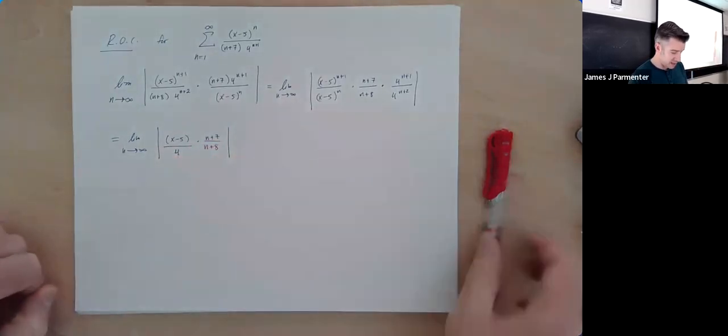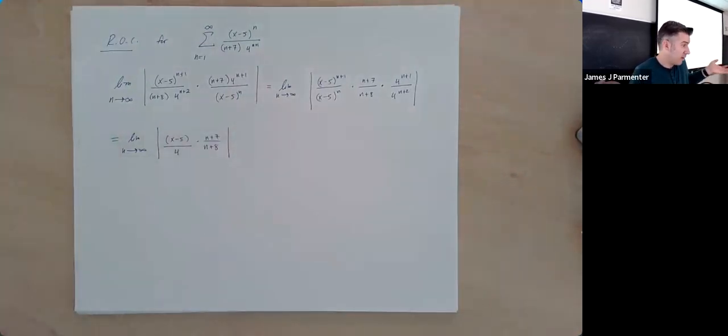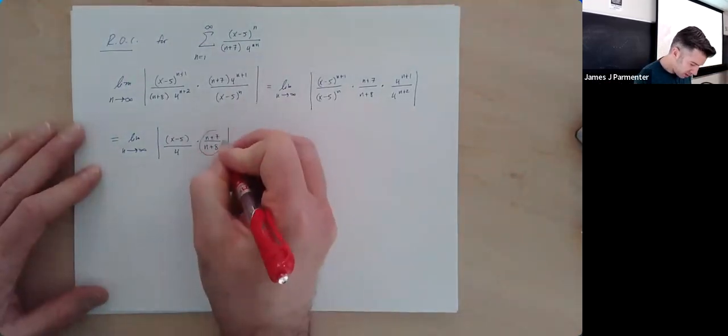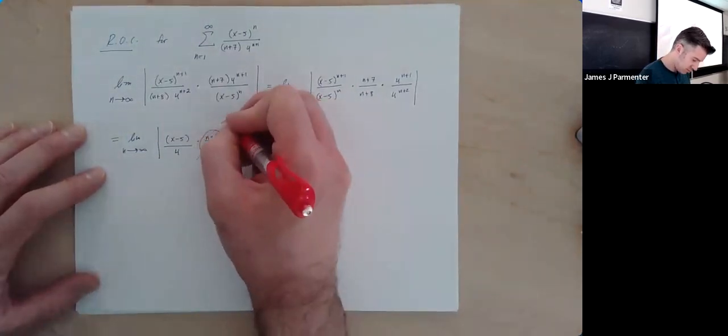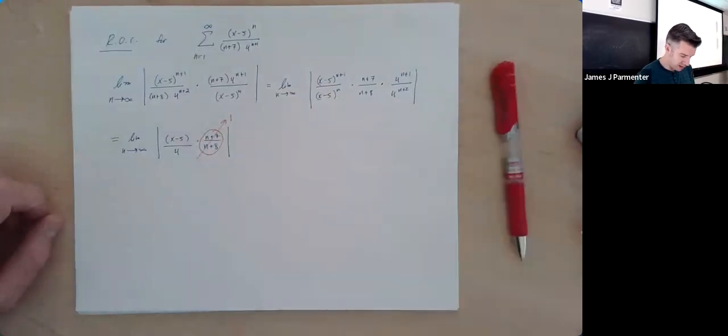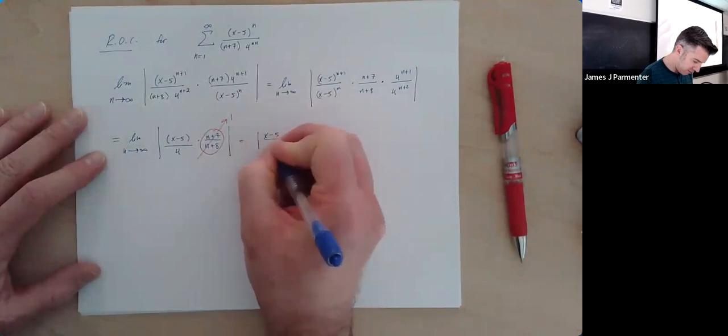And now as we take this limit, well, (x minus 5) over 4 is just going to stay as (x minus 5) over 4, right? There's no n's there. Whereas this part here, the limit as n goes to infinity of n plus 7 over n plus 8 is going to be 1, or 1 over 1 if you like. So then we get the absolute value of (x minus 5) over 4.